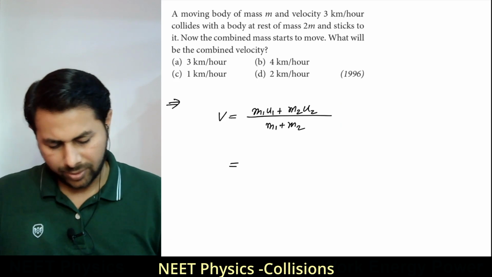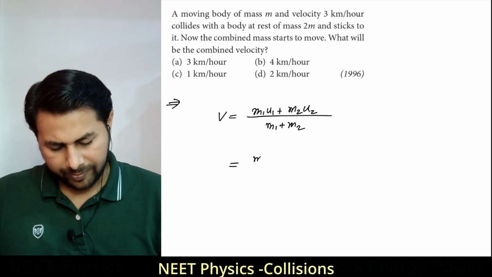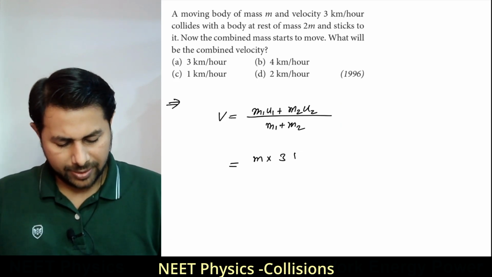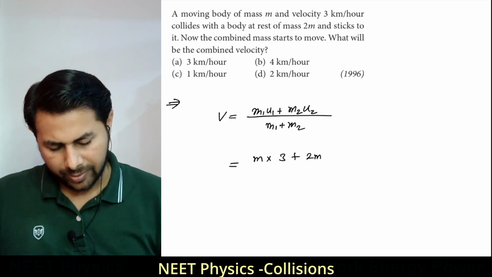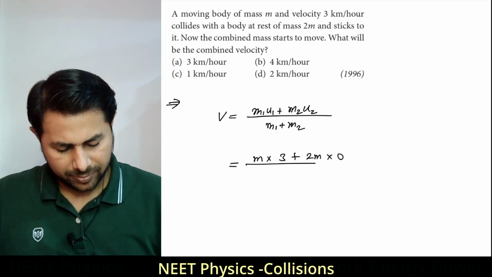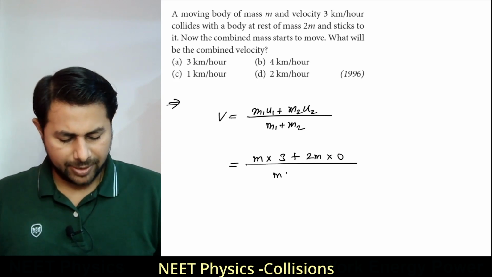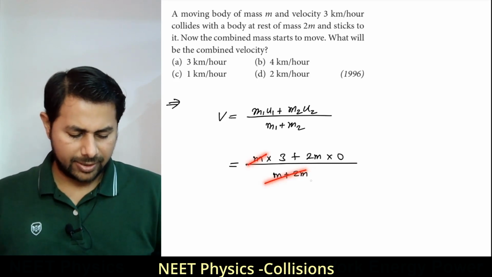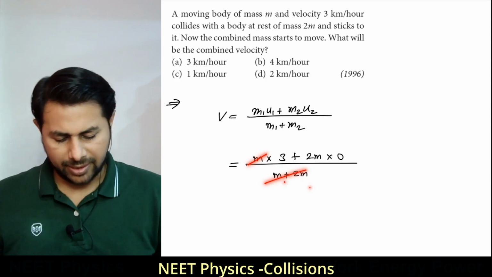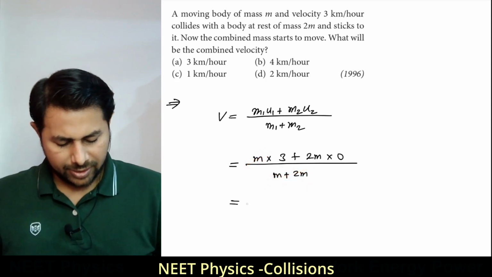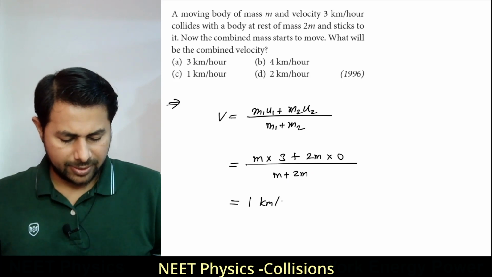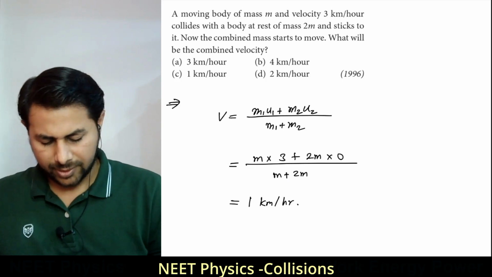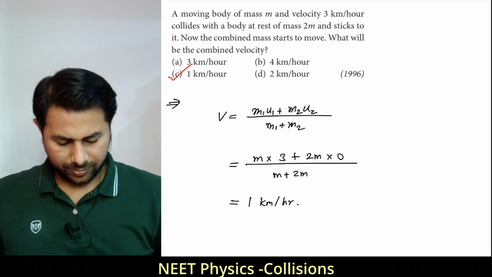Okay, so m1 is m, velocity is 3 km per hour, and m2 is 2m, and it is at rest, right? Second one is at rest, and they stick together, so m plus 2m. So this is 3m. The m divided by m gets cancelled, 3 by 3 gets cancelled. So it is just 1 km per hour is the answer. It's option C.